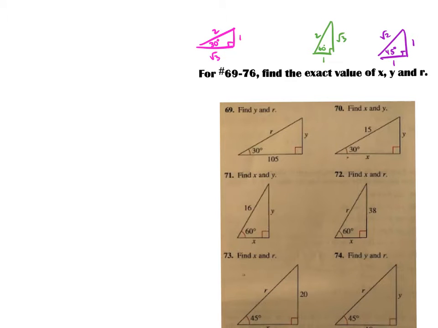Hey guys, I wanted to jump into a couple of questions here on the 3C Part 1 practice problems. I realized that I hadn't covered this thoroughly enough, so I wanted to post a video about it. Finding the exact value of x, y, and r in a special right triangle. So let's start with problem number 69.